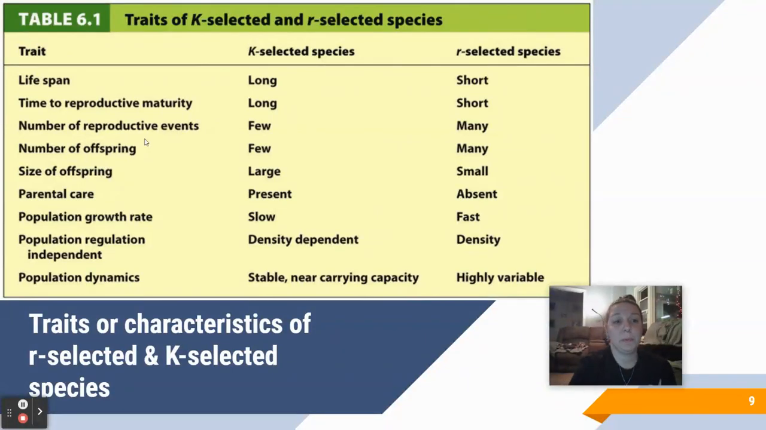Our K selected species are going to have very few offspring at a time, where our R selected will have a lot, and that's for a couple reasons. Number one is the size of offspring. The size of K selected offspring tend to be larger, and they're much smaller for R selected. Think about things like rats. When they're born, they're teeny tiny, okay?